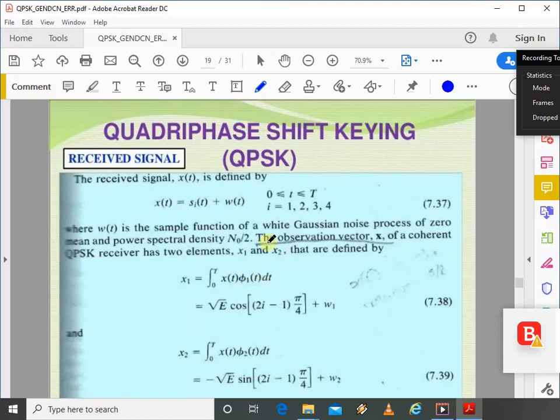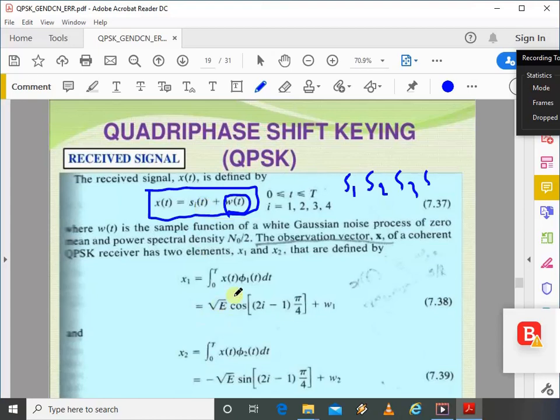As we know, the output of the correlators will be the observation vector x of t, given by two observation vectors x1 and x2. This observation vector x of t is a combination of the original signal si of t plus w of t, where si of t may be the signal S1, S2, S3 or S4, whereas w of t, we are assuming, is additive white Gaussian noise, which always adds along with the original signal.